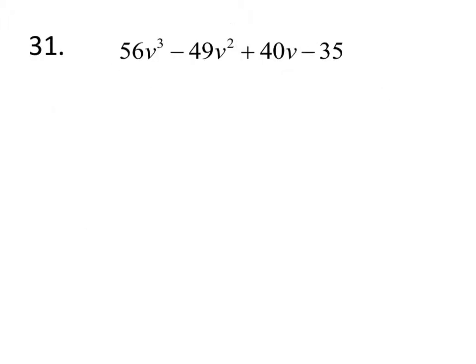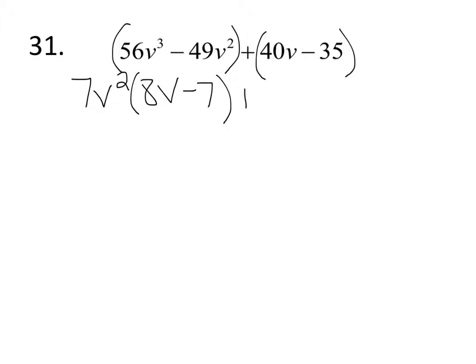All right, 31 also has 4 terms, so I'm going to go ahead and group it. Notice this one does not have a negative for our third term, so you don't need to group that plus in. What can we factor out of our first group here? What do they have in common? Looks like 7v squared. So if I factor out a 7v squared, I'm left with 8v minus 7 plus, what do they have in common? Looks like just a 5. If I factor out a 5, I'm left with 8v minus 7.